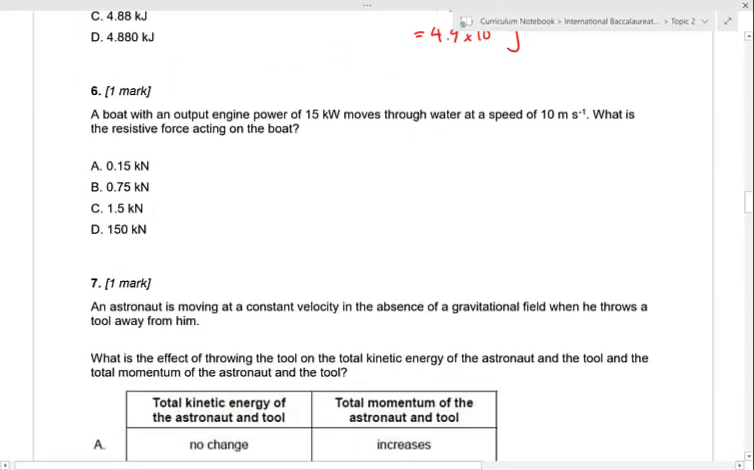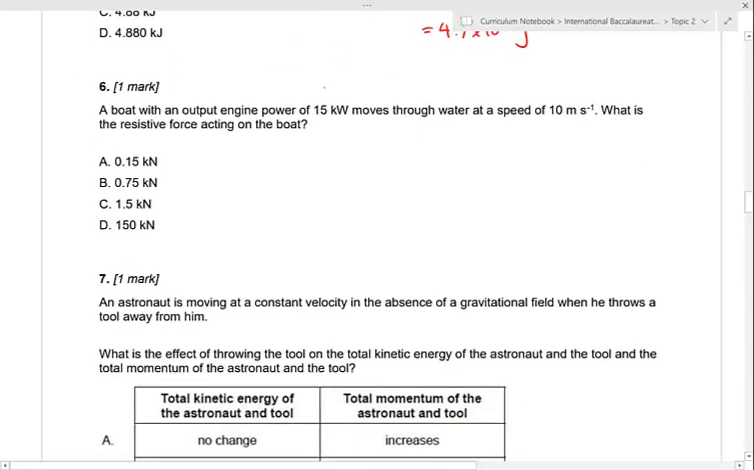Okay, a boat with an output engine power of, so this is power we're given, moves through water at a speed of 10 meters per second, so we're given v. What is the resistive force acting on the boat? So speed is constant.